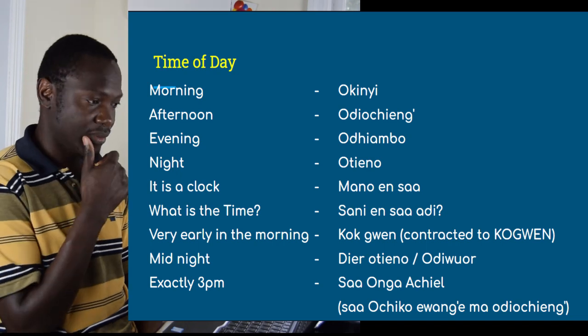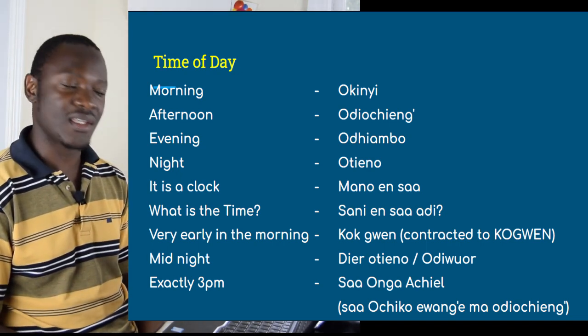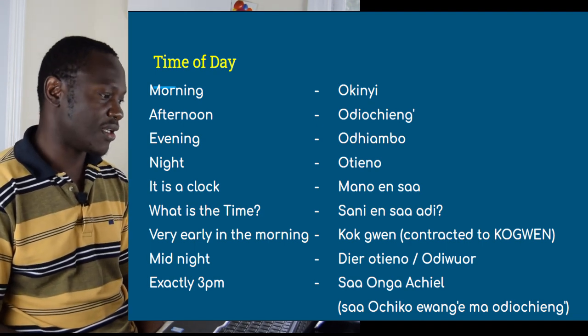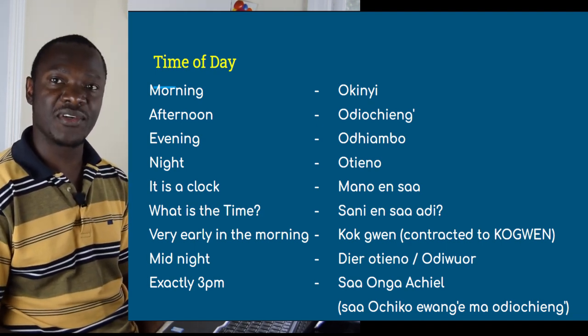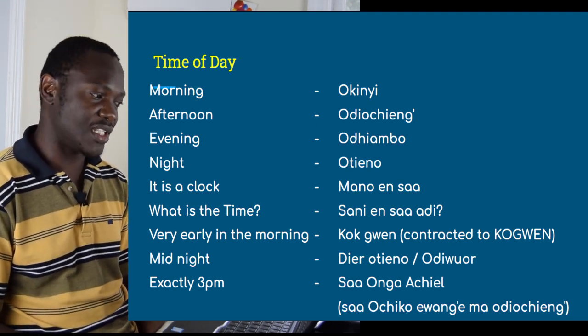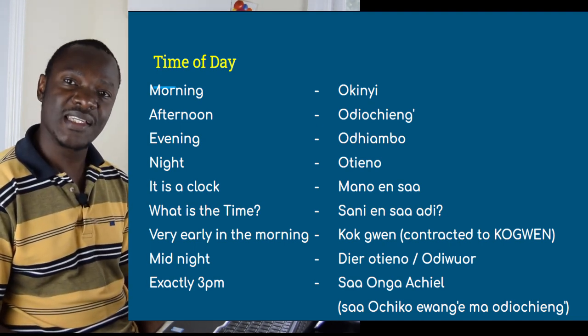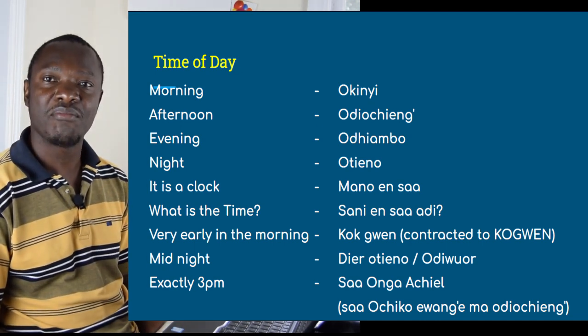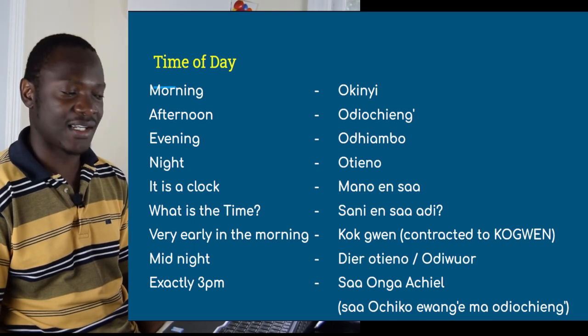Good. Then let's look at time of day. Morning is okinyi. Afternoon is odiochieng or godiochieng. Evening is odhiambo or godhiambo. Night is otieno or gotieno. This is a clock. Ma and sa. This is a clock.